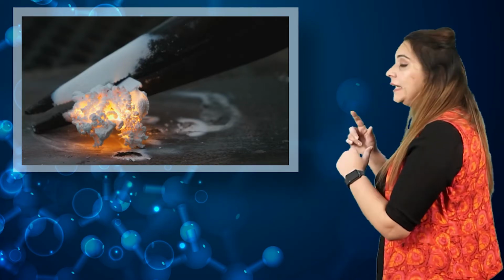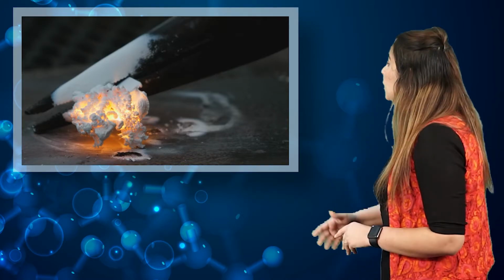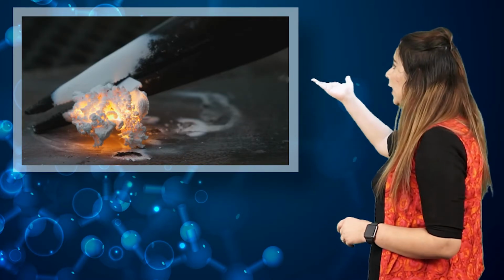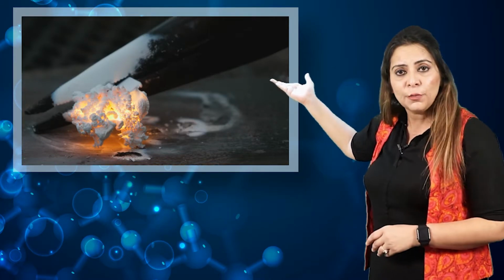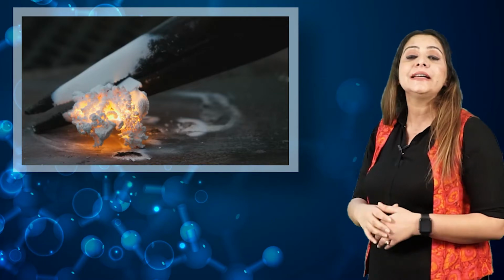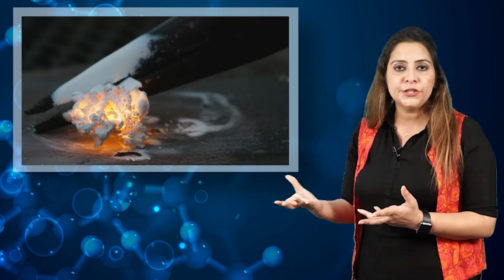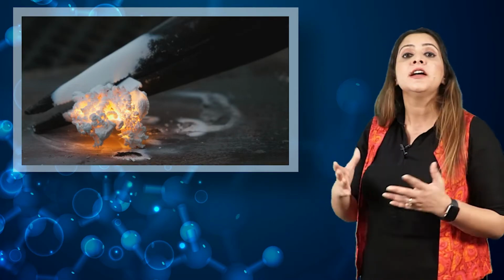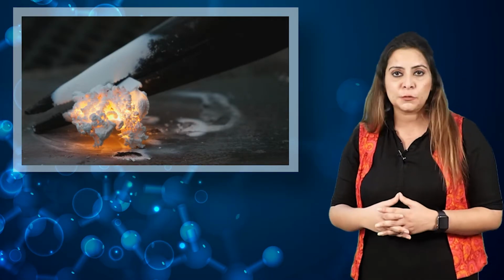So when you are heating the magnesium ribbon, or just the magnesium, it combines with oxygen and gives rise to magnesium oxide. And the color of magnesium oxide, as you can see here, is white. And what is the form of magnesium oxide? Obviously, it has a powder form. So this chemical reaction takes place.